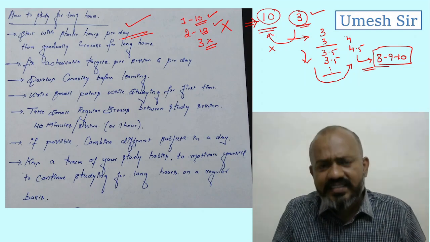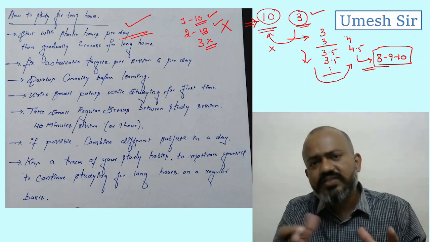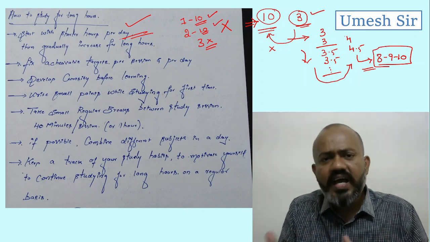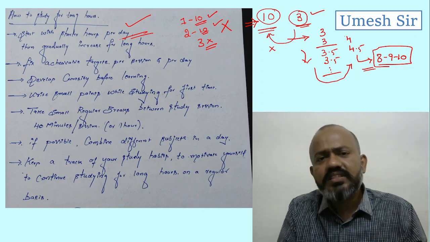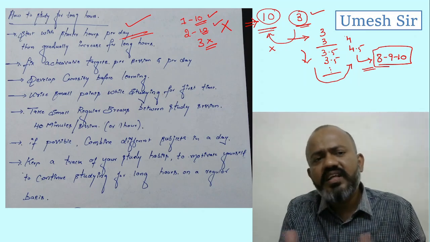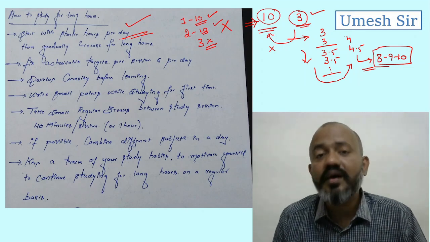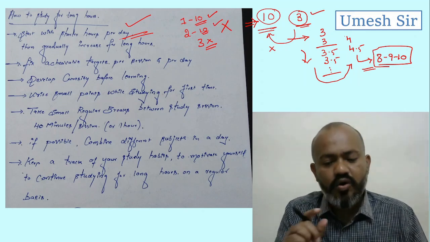Take some time. Okay, first 5 days you study for some 3 or 4 hours. Next 5 days you increase to some 5 hours. Next 5 days some 6 or 7 hours. At the end of the 15th or 17th day you increase to 8 hours per day. Like that you have to increase the quota of study. First technique: go gradually.